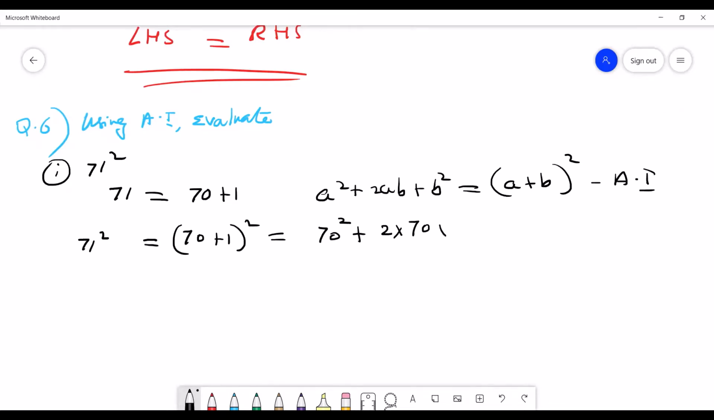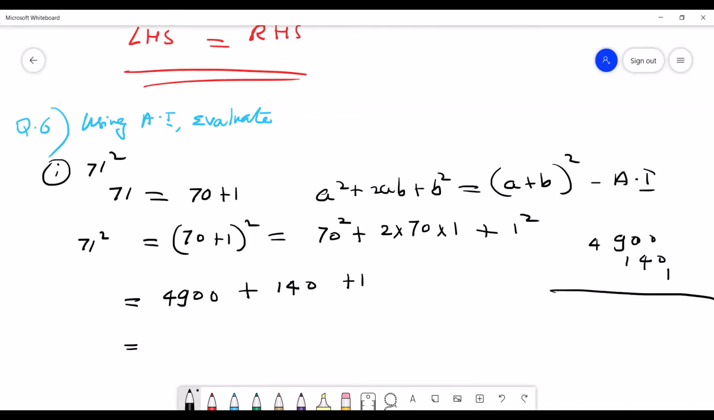2 into 70 into 1. Many times we have already written it, that's why I have directly started to do it. Plus 1 square. So this will be equal to 4900 plus 2 into 70 means 140 plus 1. So we are getting the answer as 4900, then 140, then 1. So 5041, we are getting the answer.